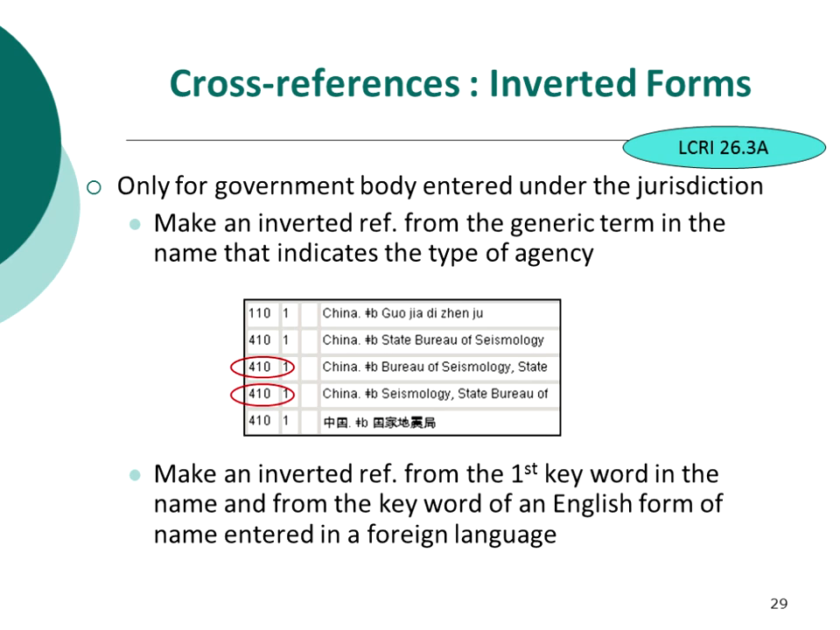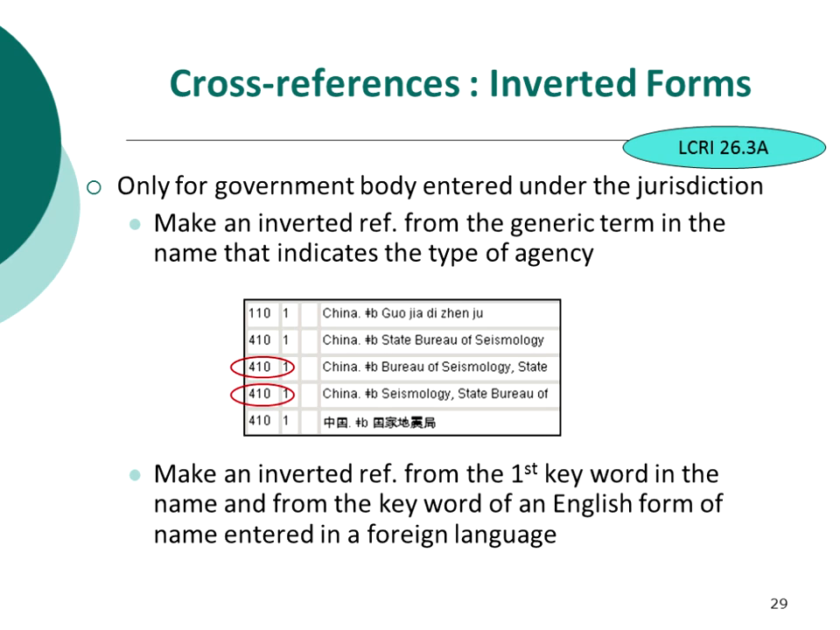When the word before that type of agency word is not recognized as a part of the name, which is State in this case, provide an inverted cross-reference. So an inverted reference is provided under the generic term that indicates the type of agency, Bureau of Seismology.